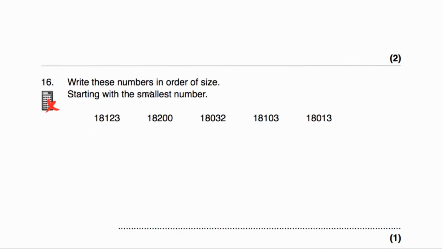Okay, question 16. Question 16 says, write these numbers in order of size, starting with the smallest number. So we've got 18,123, 18,000, 18,200, 18,032, 18,103, and 18,013.